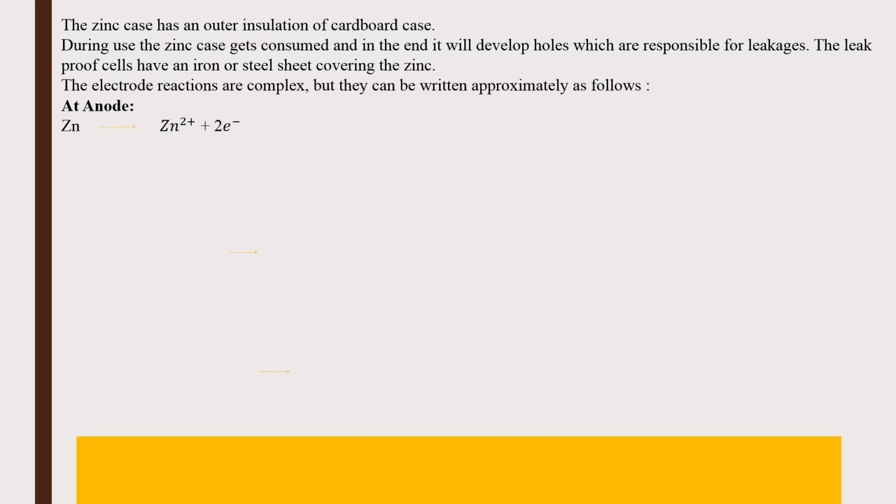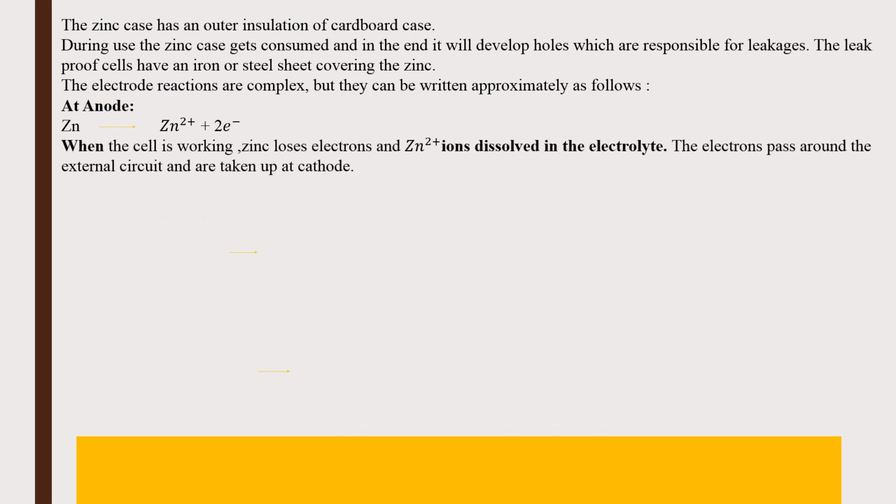At the anode, since zinc behaves as the anode, zinc will get oxidized. The zinc rod will get oxidized to its oxidized state, that is zinc metal to Zn2+ ion after losing 2 electrons. When the cell is working, zinc loses electrons and Zn2+ ions dissolve in the electrolyte. The electrons pass around the external circuit and are taken up at the cathode.